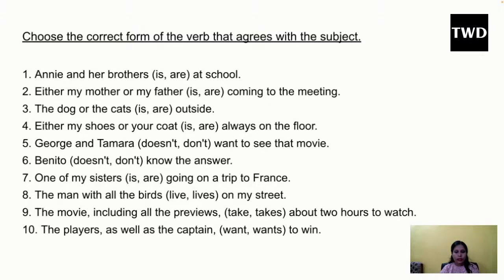So here there are some questions. I'm showing it to you so that you can practice at home. This is very useful for you. So please do practice this at home. So now we will move to the helping verbs.